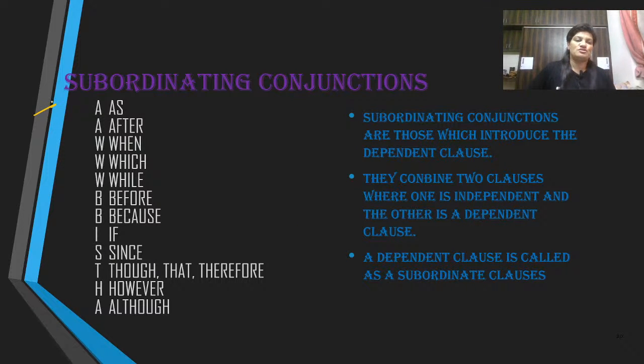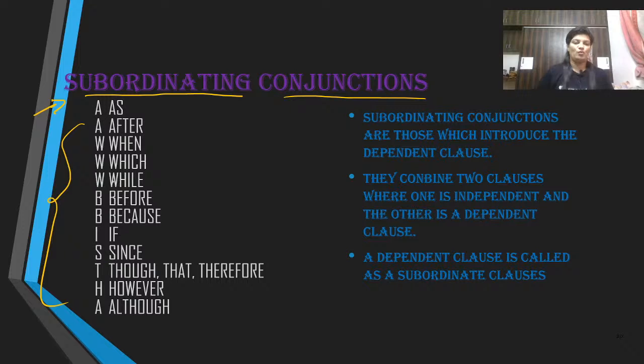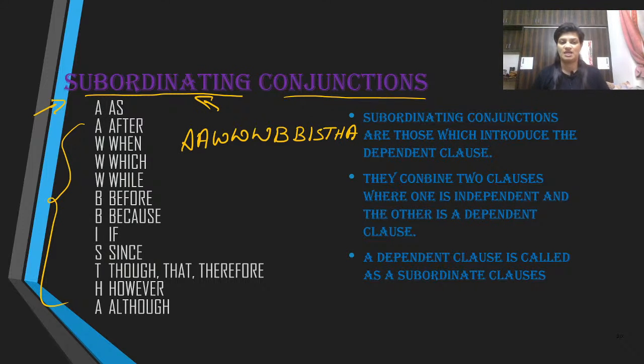The second type of conjunctions that we have are subordinating conjunctions. Subordinating conjunctions also have an acronym, which I have mentioned over here as AWUBISTA. It's a little funny, you might giggle when you hear it, but this is going to help you remember the subordinating conjunctions. I want you to repeat after me if you guys are there. It is AWUBISTA, where A stands for as, and the other A stands for after.